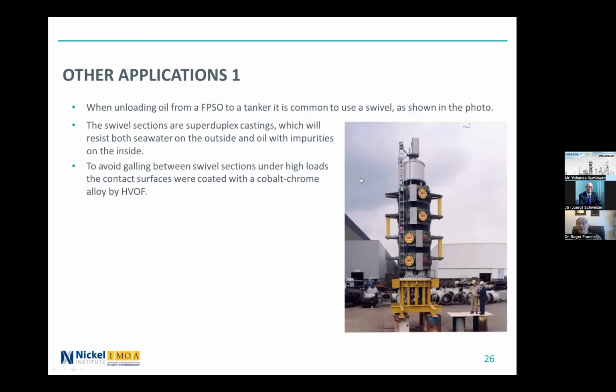Now, because of the high pressures between these swivel sections, there's a risk of galling. And so they were coated with a cobalt chrome alloy applied by high velocity oxyfuel process, which gives you a 99.9% dense coating. And that worked extremely well in service with no galling whatsoever, and no corrosion either.